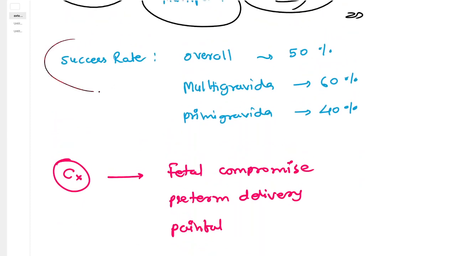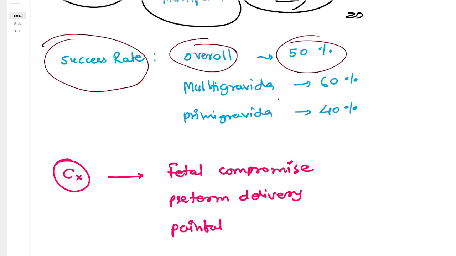What is the success rate? Well, the overall success rate of ECV is 50%. In multigravida, it is even more, 60%. While in primigravida, the success rate is 40%. So the overall rate is 50%. So whenever you go and explain to a lady with a breech presentation and tell her about the ECV, what is the success rate? That is 50%.